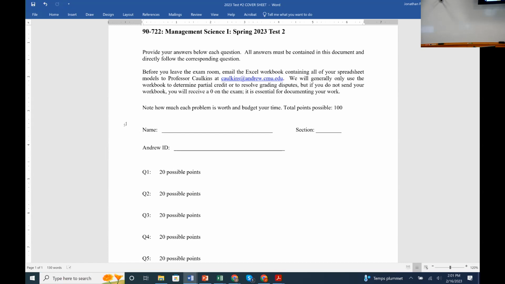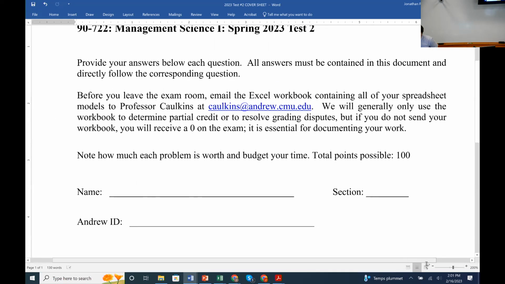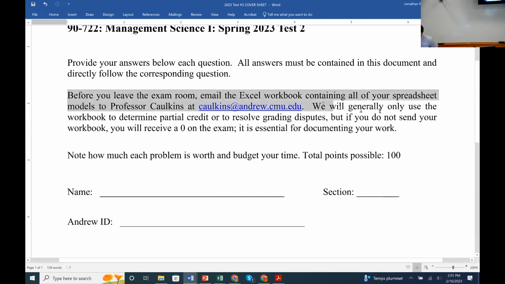Almost all of it is compute a number with Excel and then just write the number in. There's just one or two little "what kind of problem is this" concept pieces. At the end of the exam, before you leave, email me your workbook. That is stated on here. That's so there's some potential for partial credit. We can see what you were doing.